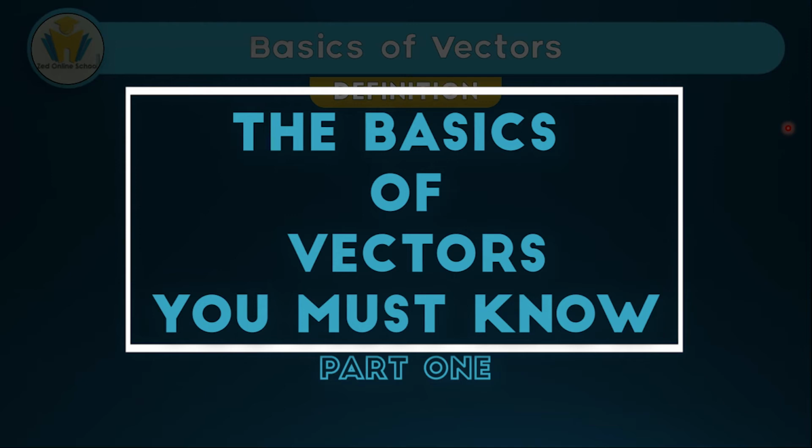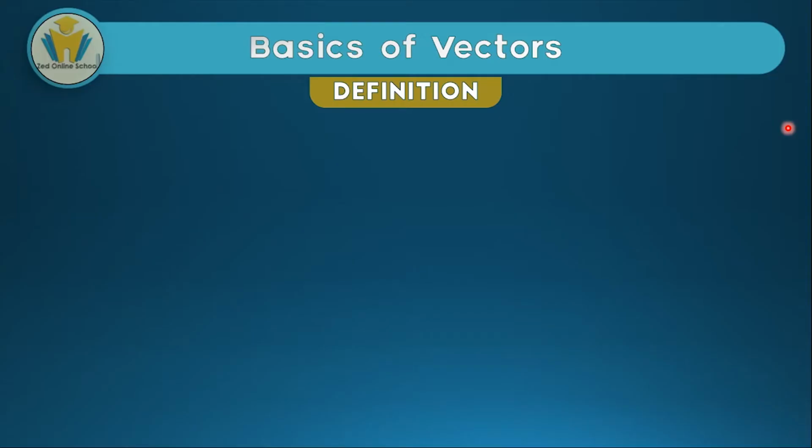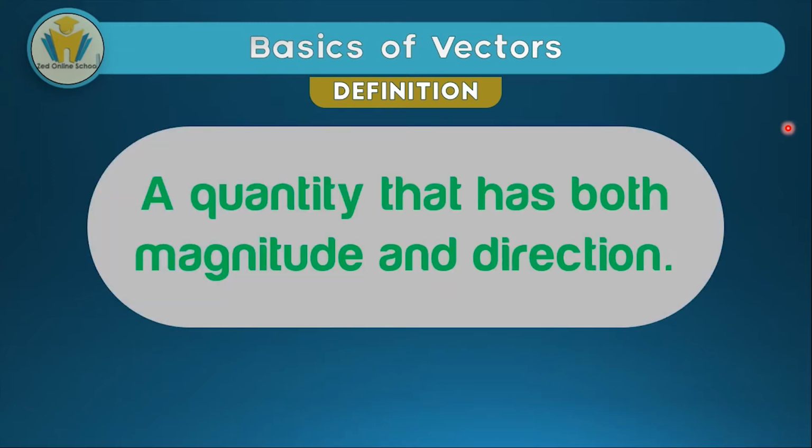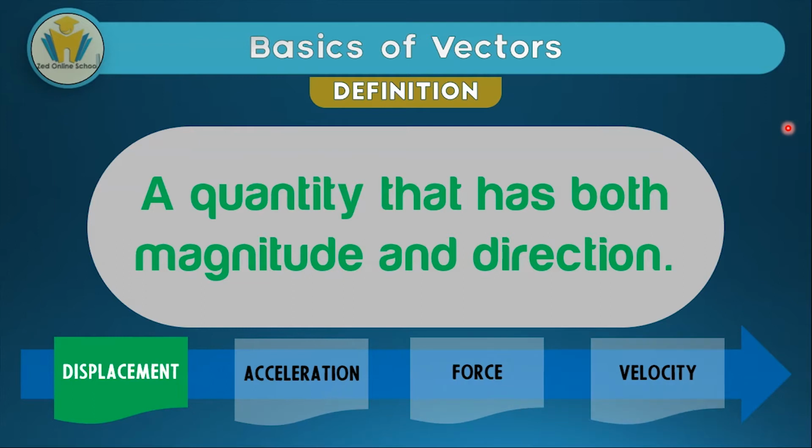The first thing we're going to look at are the basics of vectors. Basics of vectors are just those simple things that you need to know about vectors before we get into deeper or a bit complicated things. The first thing is the definition of a vector. A vector is simply just a quantity that has got both magnitude and direction. By magnitude, we just mean size. Examples of vectors can be the following things: displacement, acceleration, force, and velocity.